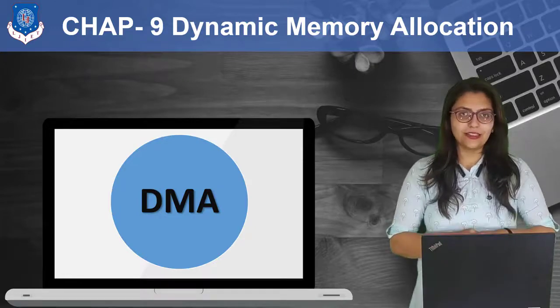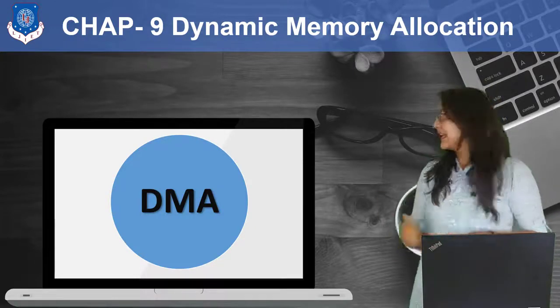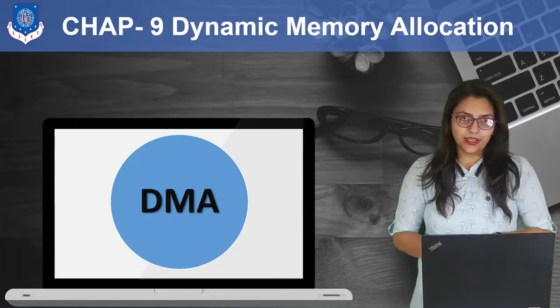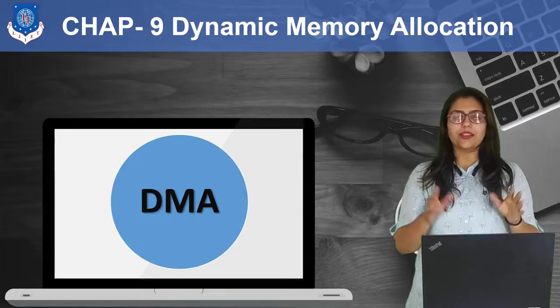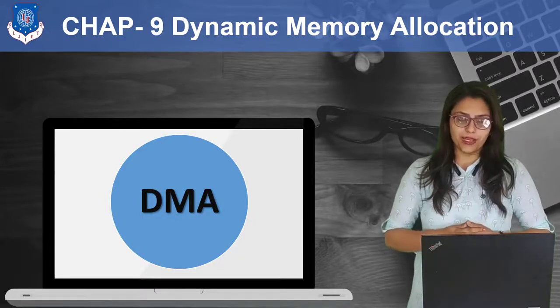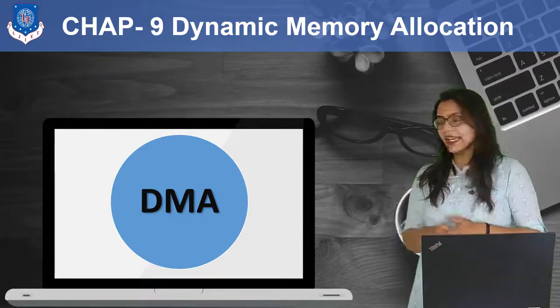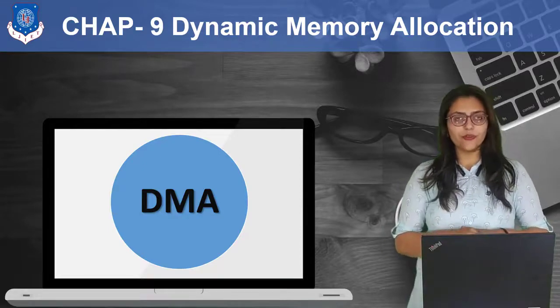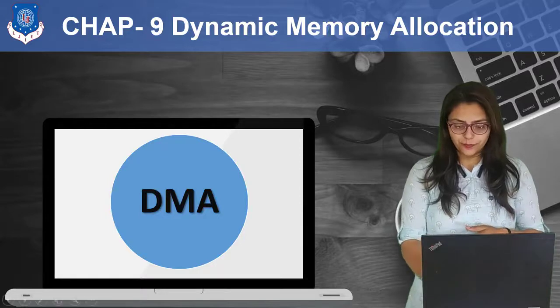Programming for Problem Solving, that is PPS. As the name suggests, the ninth chapter is Dynamic Memory Allocation. This is the second last chapter of PPS. In short, you can say DMA, Dynamic Memory Allocation. So we will start with the introduction.